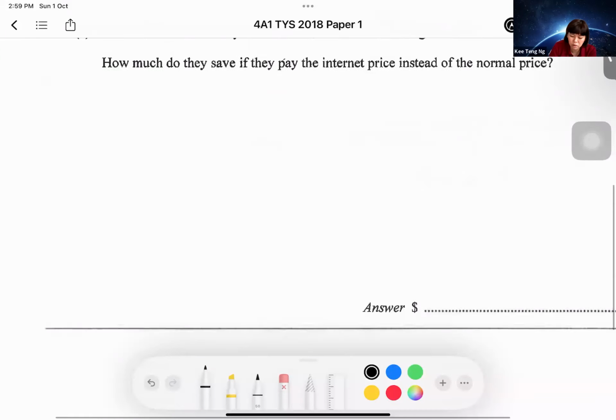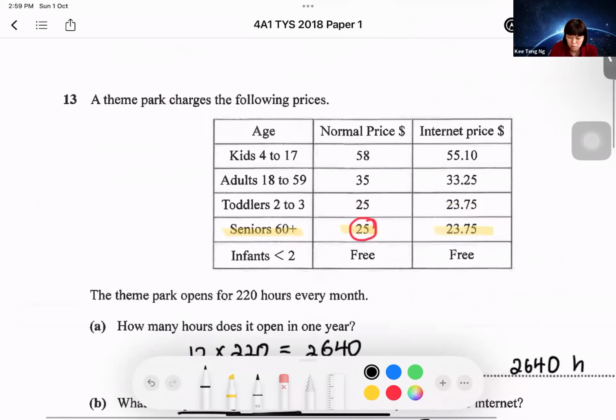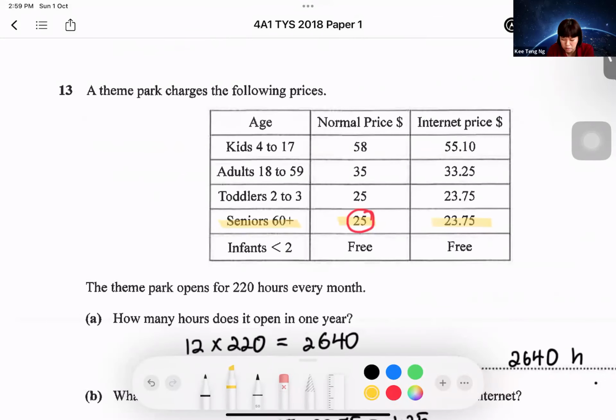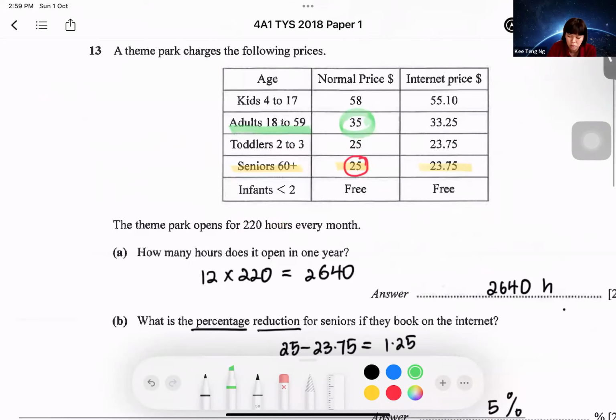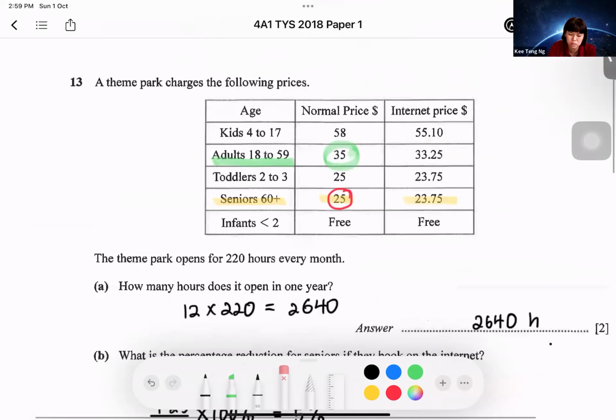Next question, last but not least, Mr. and Mrs. Lee, two persons, 30 years old. They are adults, 30 years old. So for adult, 30 years old, I will have $35 or maybe the internet pricing. Let me take a look. How much are they going to save if they pay the internet price? So the internet price itself will be this price. And then how much are they going to save?